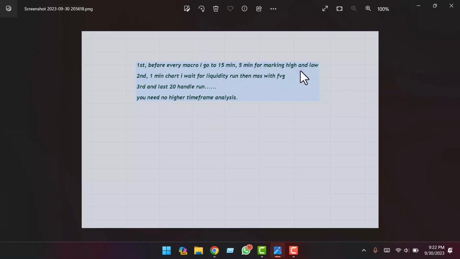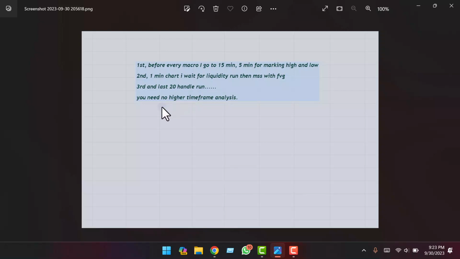Secondly, I go to the 1-minute chart and wait for the liquidity run first. You have to wait for the liquidity run. When you go to today's video, you will understand why I'm talking about this. I wait for the liquidity run, then the market structure shift with a fair value gap. That is what I always try to look for. And third, last is the 20 handle run. You have to stop when it goes 20 handles, and it's not small, it's huge.